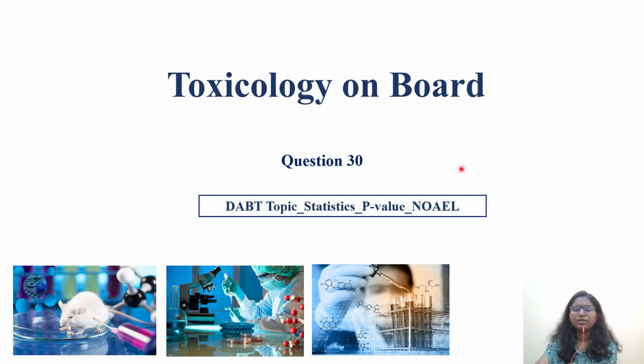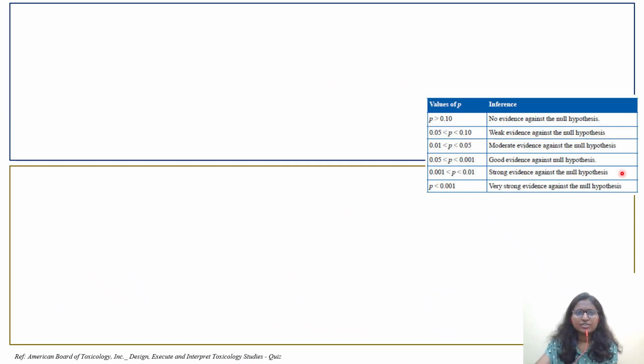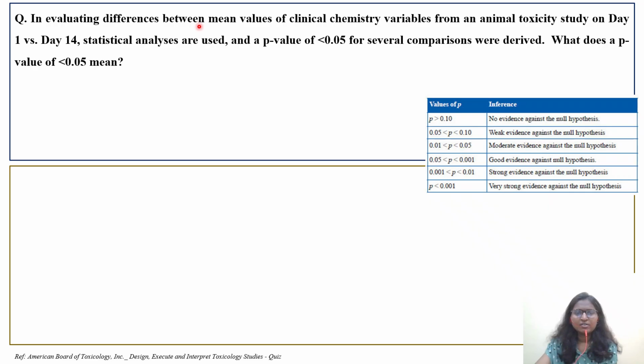Today in this video, we will be learning about the DABT topic: statistics, P-value, NOAEL. Let's directly go to the question. The first question is, in evaluating differences between mean value of clinical chemistry variables from an animal toxicity study on day 1 versus day 14, statistical analysis are used and a p-value of less than 0.05 for several comparisons was derived. What does a p-value of less than 0.05 mean?